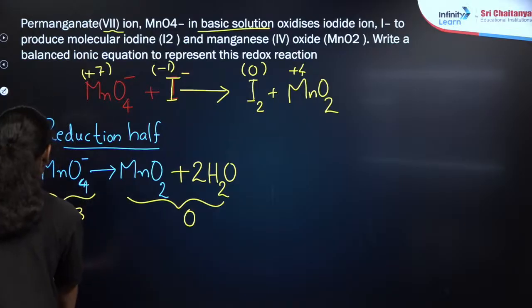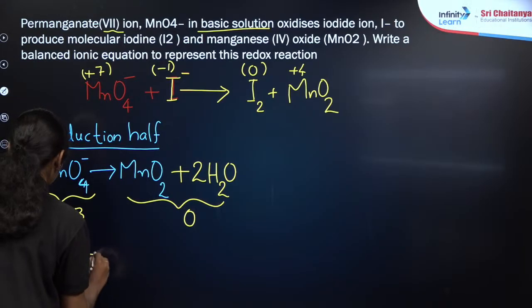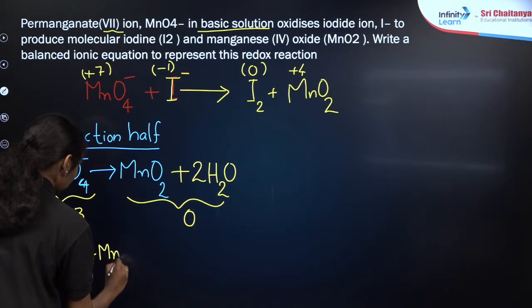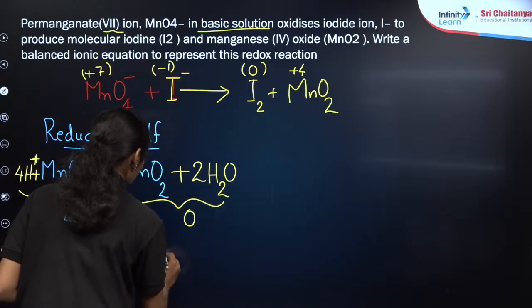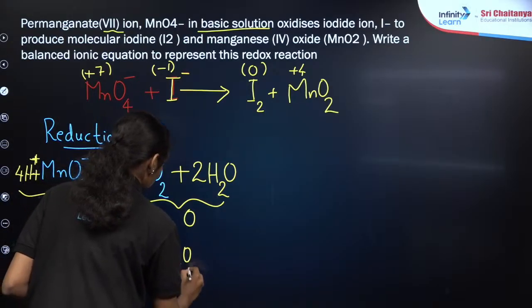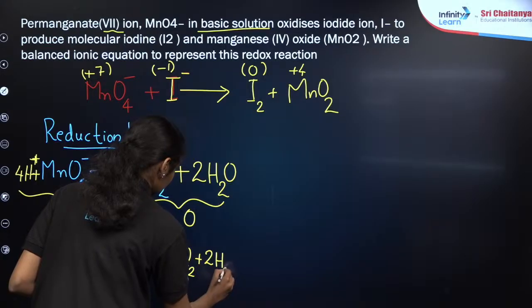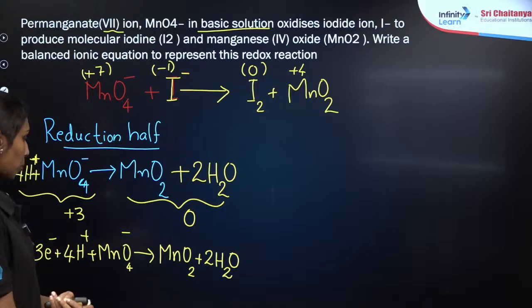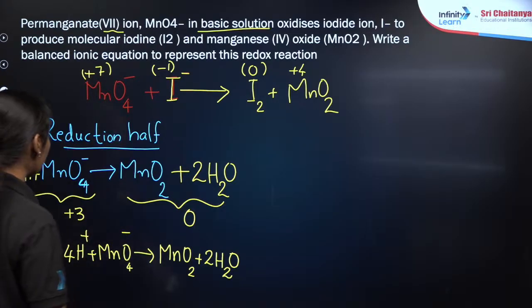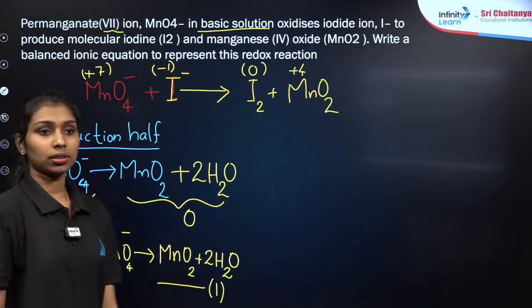So I am writing here 3 electrons plus 4H plus plus MnO4 minus gives MnO2 plus 2H2O. This will be the balanced equation for the reduction half. So I am taking it as equation 1. Clear?